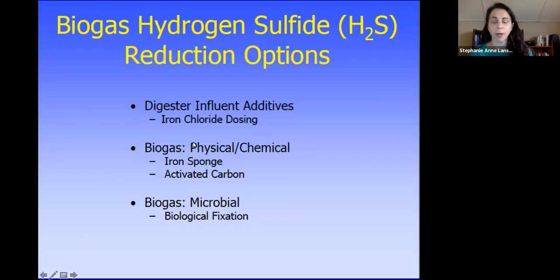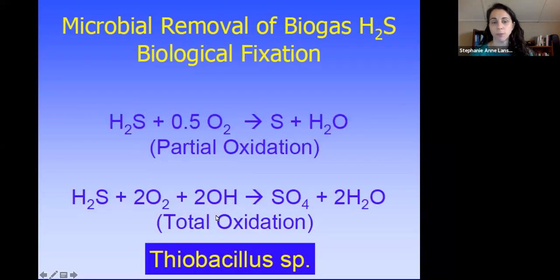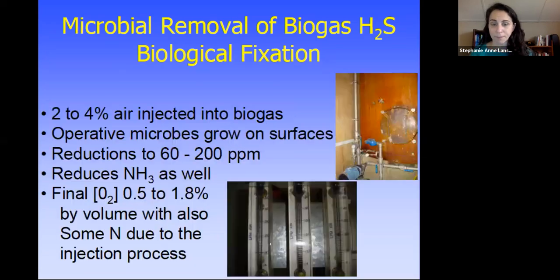So how can we remove our hydrogen sulfide? We can do it using chlorine dosing, which we do at wastewater treatment plants. We can do what they call iron sponge, or we can do a microbial fixation process. If we look at microbial fixation, we have hydrogen sulfide. We add a little bit of oxygen, and then we use a bacteria called Thiobacillus, which is able to oxidize it to sulfate.